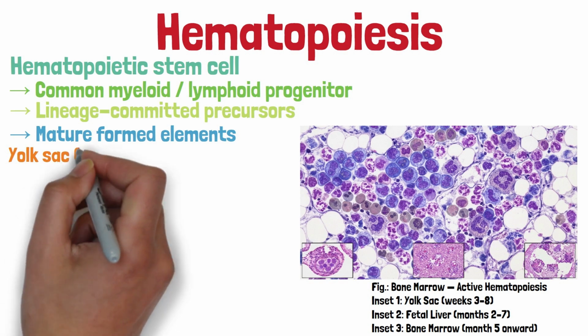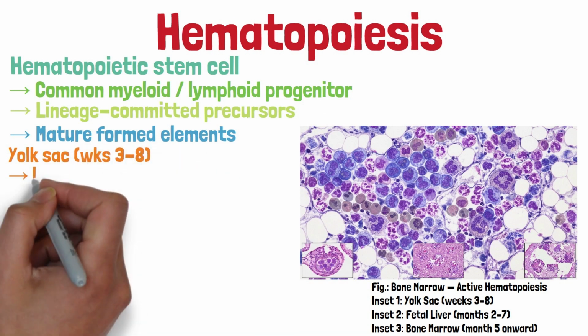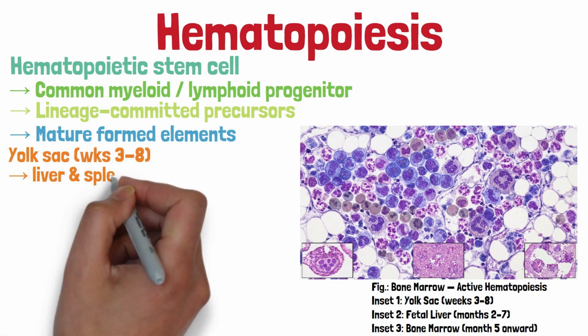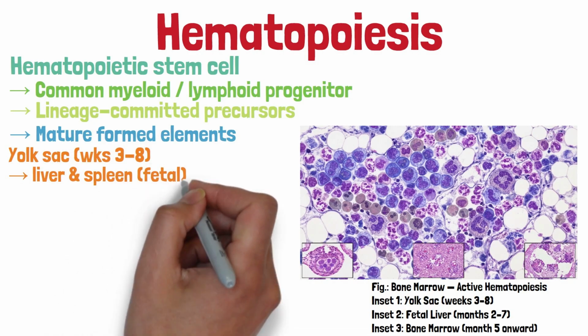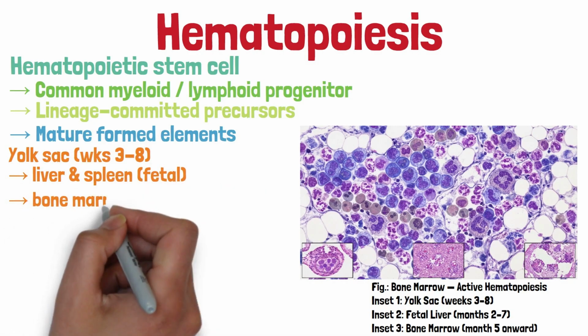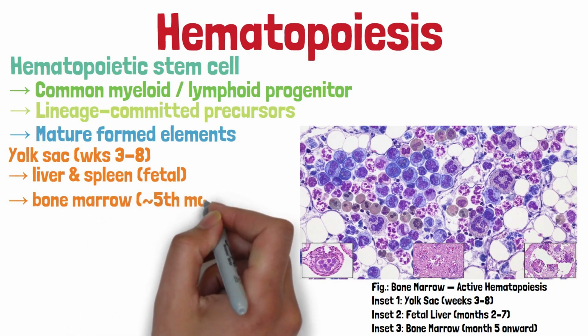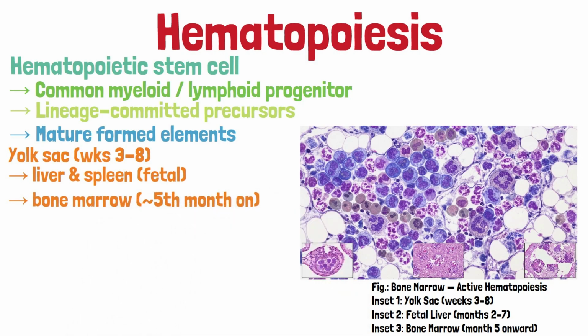The site of hematopoiesis actually changes across life. It starts in the yolk sac around weeks 3 to 8, shifts to the liver and spleen for most of fetal life, and then bone marrow takes over from around the 5th month onward, becoming the exclusive site after birth.